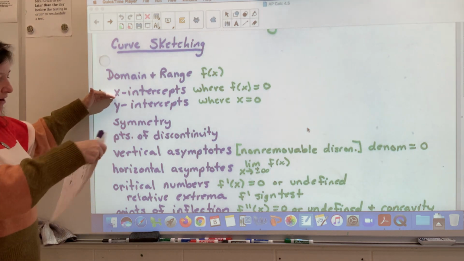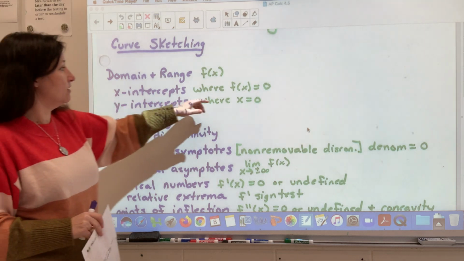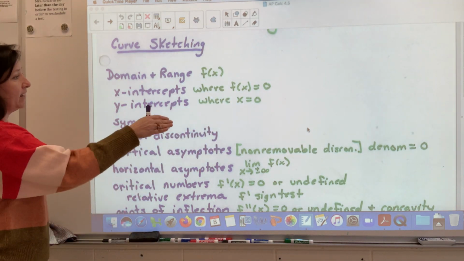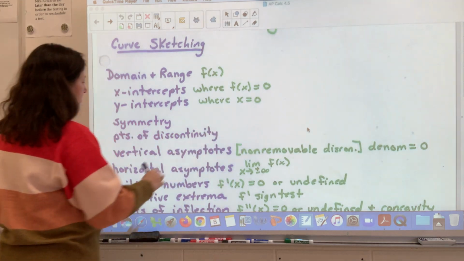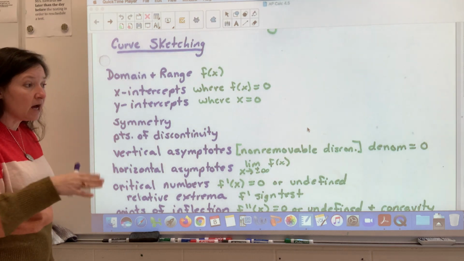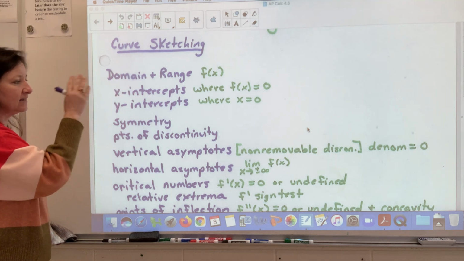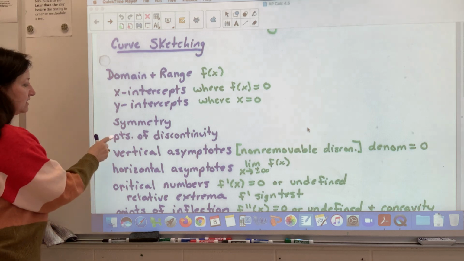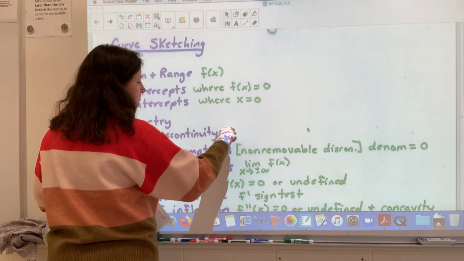Then you want to think about your x-intercept, which is where f of x equals 0, so you want to find where your y equals 0. You want to find your y-intercept, where your x equals 0. Symmetry is just nice sometimes to speed up the process of making the graph. If you know it's symmetric over the y-axis, then once you make the left side, you can quickly make the right side. Points of discontinuity would be holes or jumps.